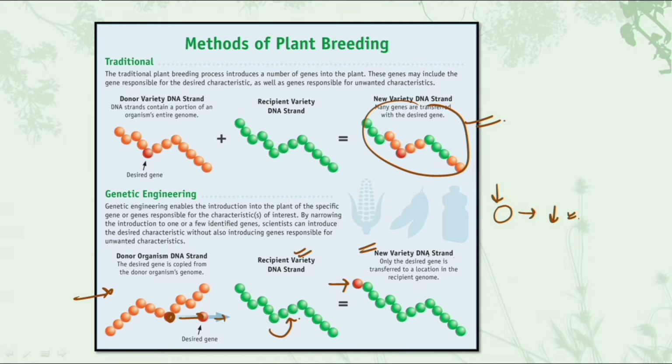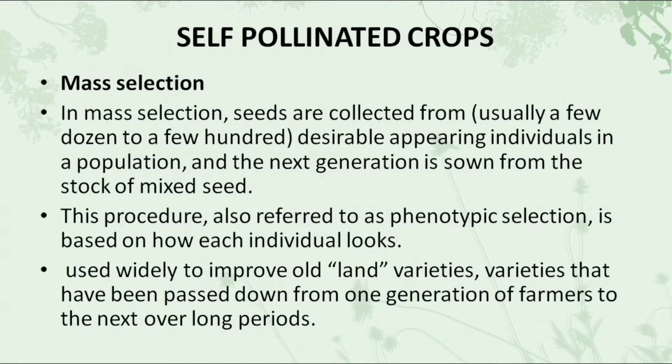So these are the two main methods for plant breeding. The first one is the traditional and the second one is the genetically engineered process. Now let's look at how the various types of crops, that is the self-pollinated, the cross-pollinated and the often cross-pollinated crops, are actually used for plant breeding methods.